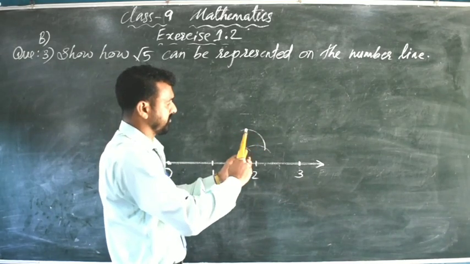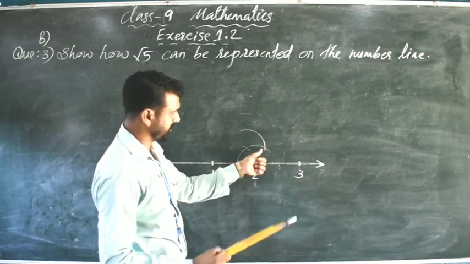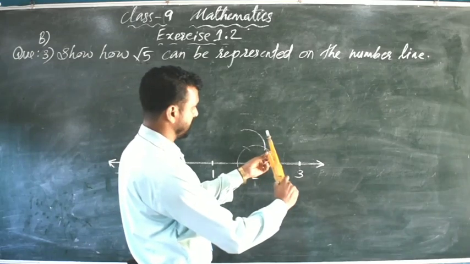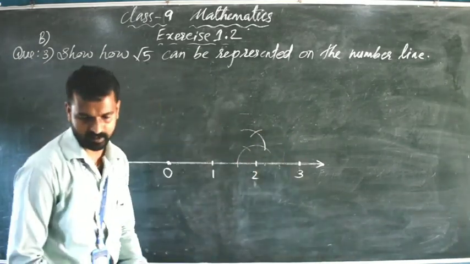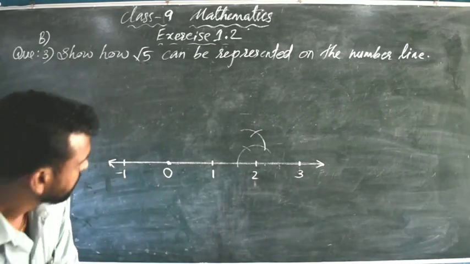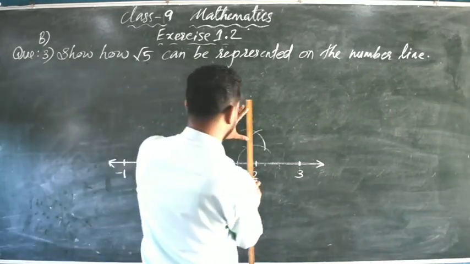Don't change the radius while drawing this one. Again, here we got a point. Using that point as center, cut that arc here. So now we will get a perpendicular there. That means here we made 90 degree, that much only.